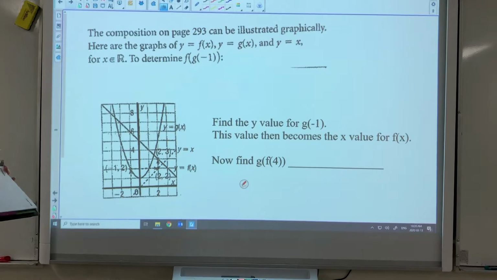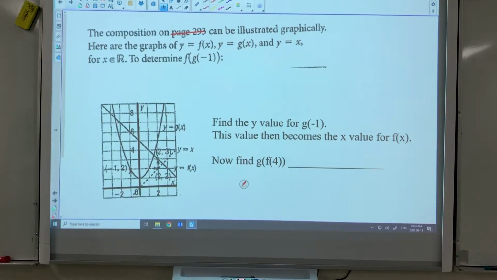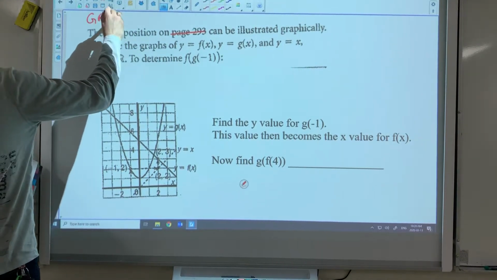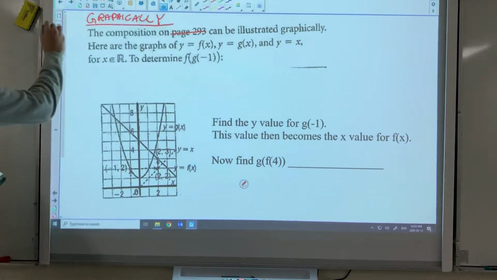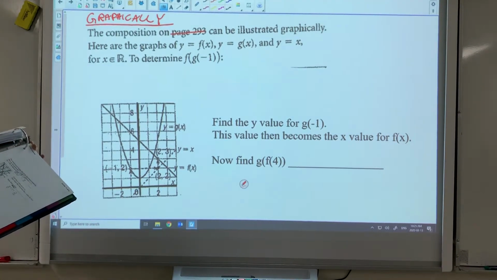Okay, what have we got here? All right, so there is no page 293. This was an old workbook. So basically what this question is doing is it graphically. So you can do it graphically as well. So if you want to write that title, graphically. So we got y equals f of x, and y equals g of x, and y equals x.